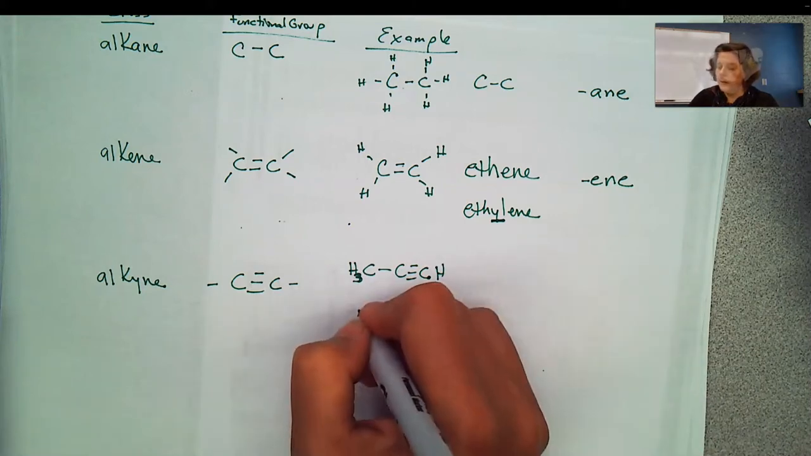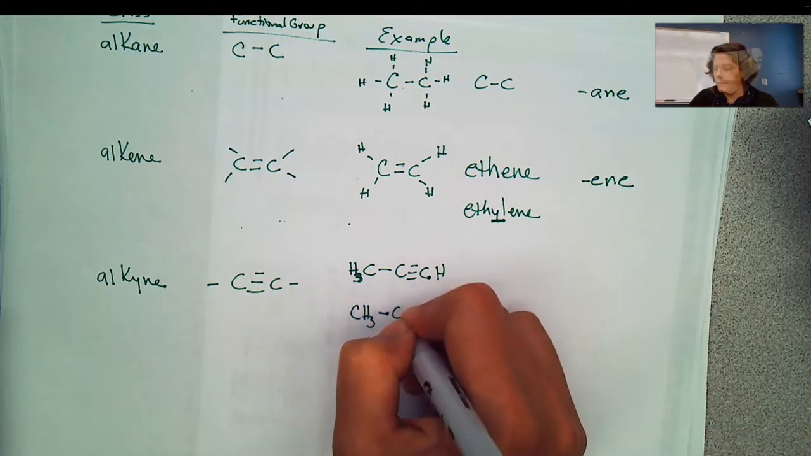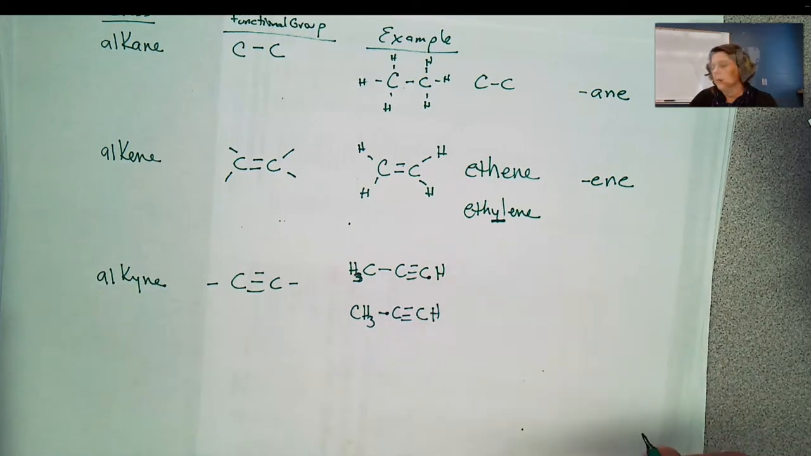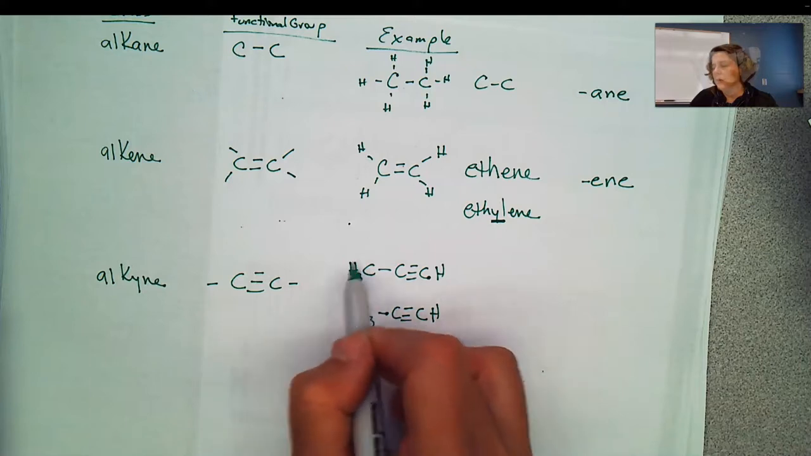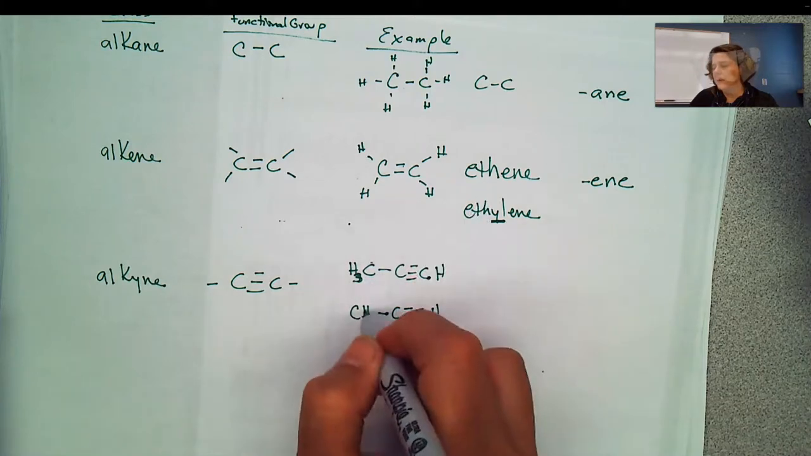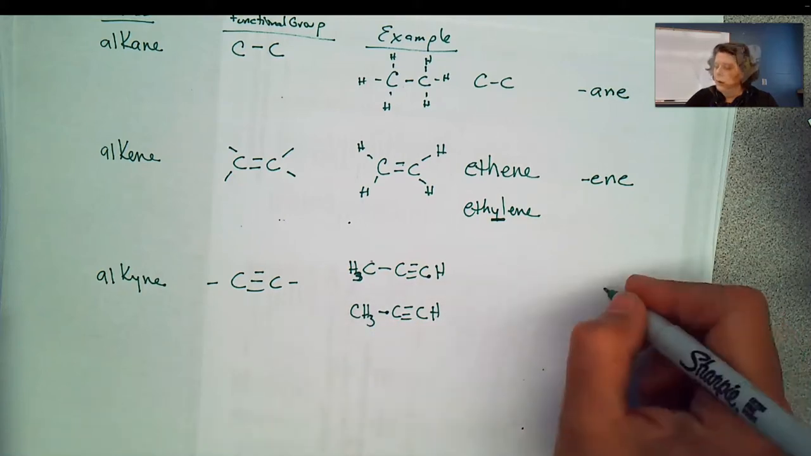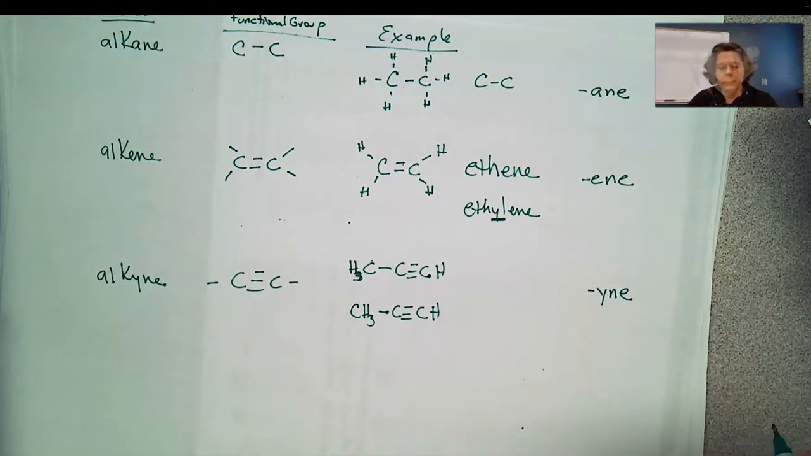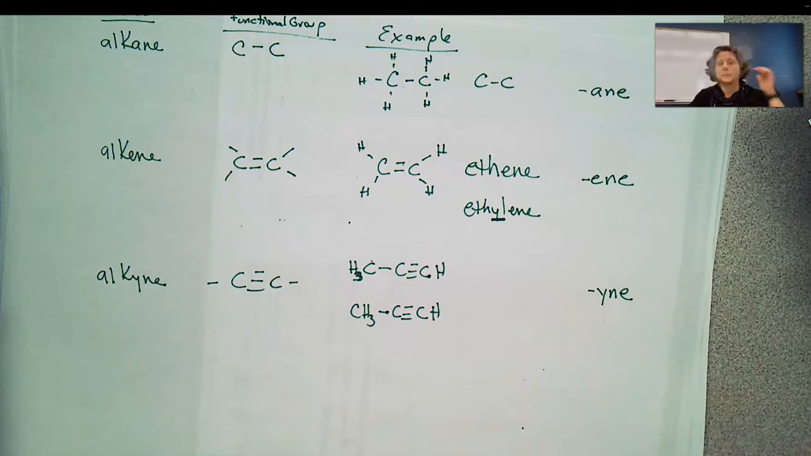So we usually write this as CH3 dash C triple bond C and put the H over there. That's written the same way. I wrote the hydrogens on this side to represent that the hydrogens would be on the outside, but we usually write CH3 right there. The ending of these is YNE. So what's the longest chain of carbon on here?